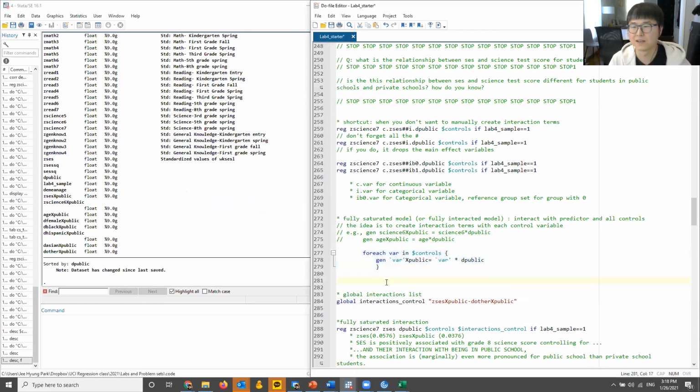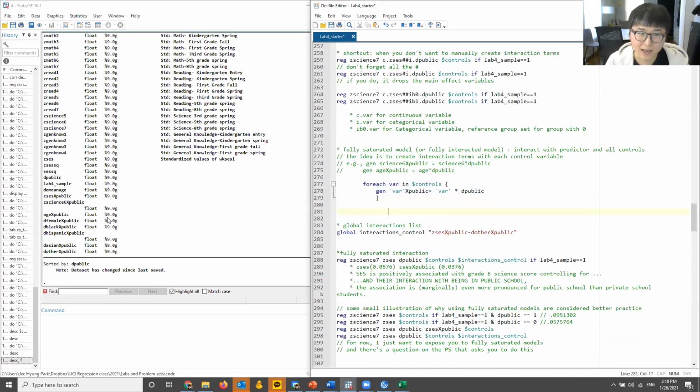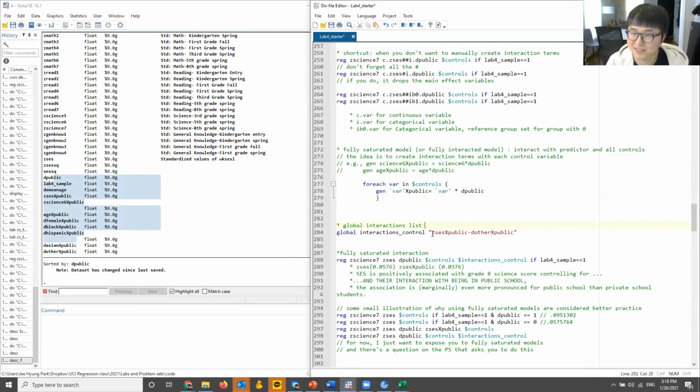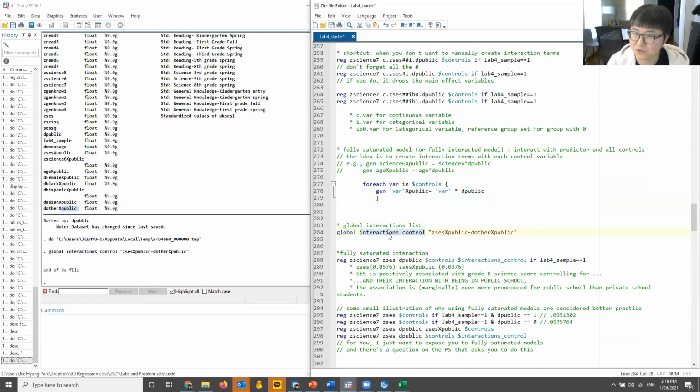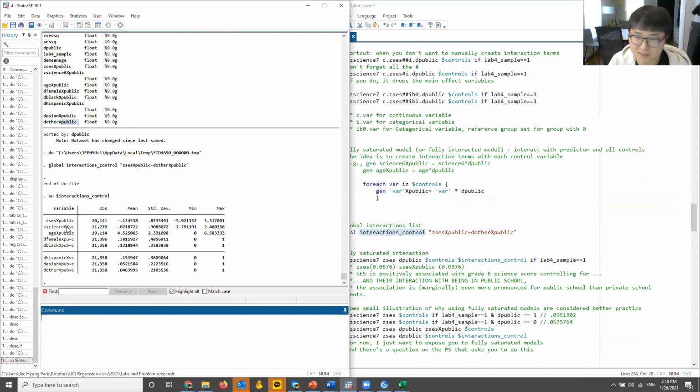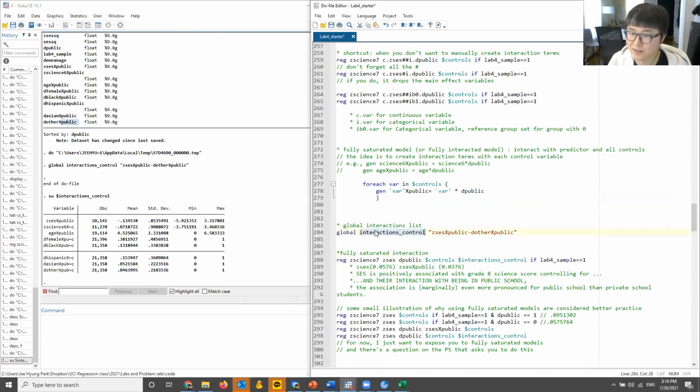I'm now creating an interaction between our public dummy variable of interest and all of our control variables. I don't really want to type this out, so I'm going to use a global. I'm going to take all of these variables from ZSES public to the other X public. So I've now created a new global called interaction control, and you can summarize it, it's the variables that we just created. I'm not going to type all that out, I'm just going to use this.